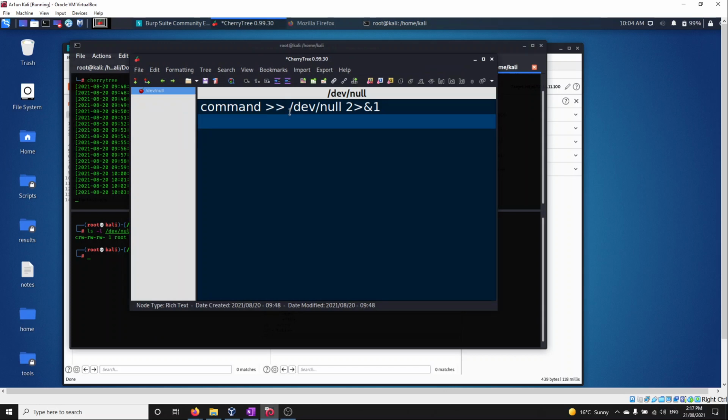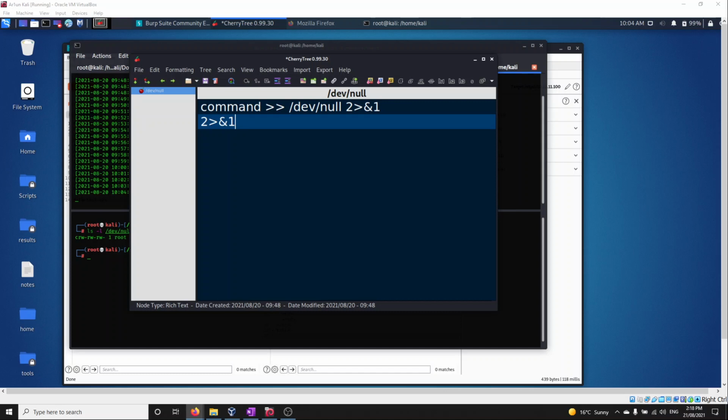So we know what a two greater than sign means. We know what dev null means. Now, what does this 2>&1 mean? Okay, so let's break this down further into detail. Basically, what 2>&1 does is it merges the output from stream two with stream one.